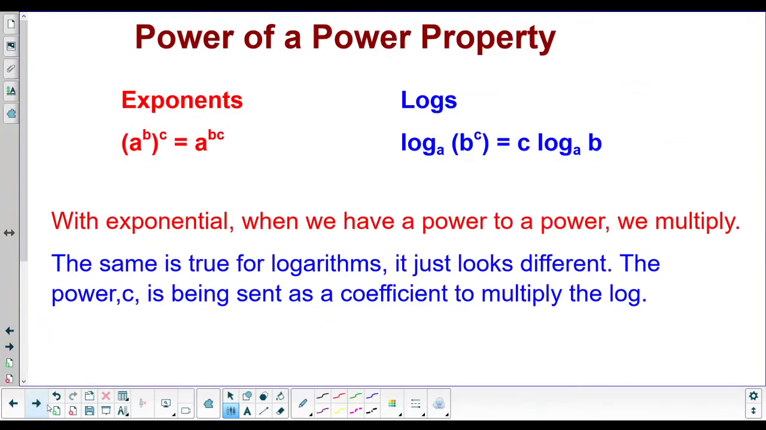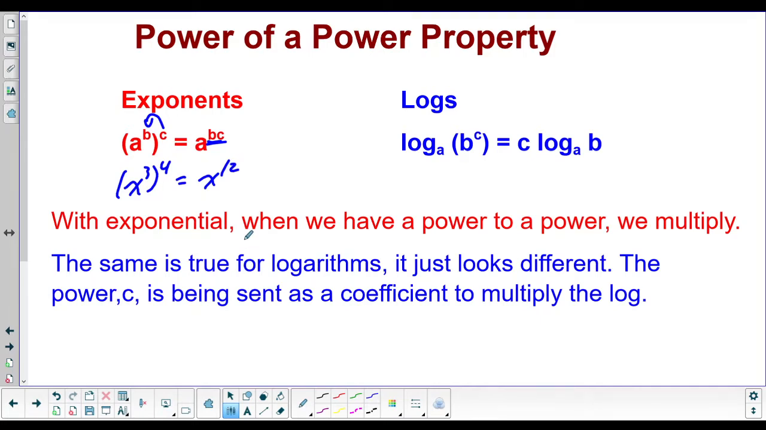Let's look at our power property next. You'll remember if we have x to the third power to the fourth power, if you have something with an exponent to an exponent, the rule says for exponents, you multiply the two numbers together, b times c, or you distribute the c into the internal exponents. So 4 times 3 would be 12.